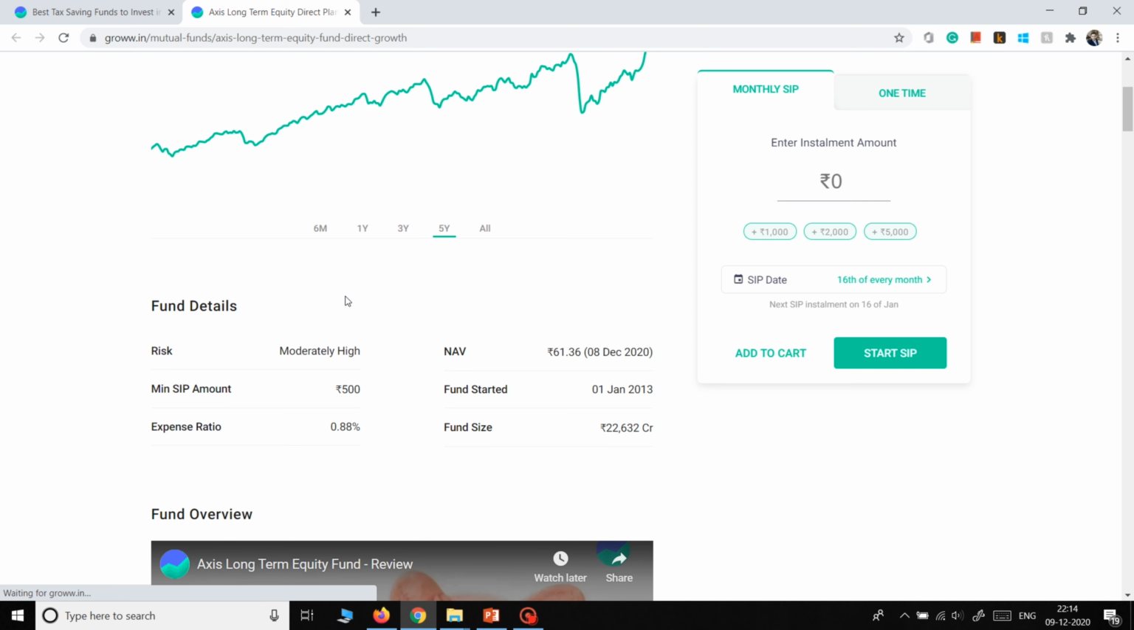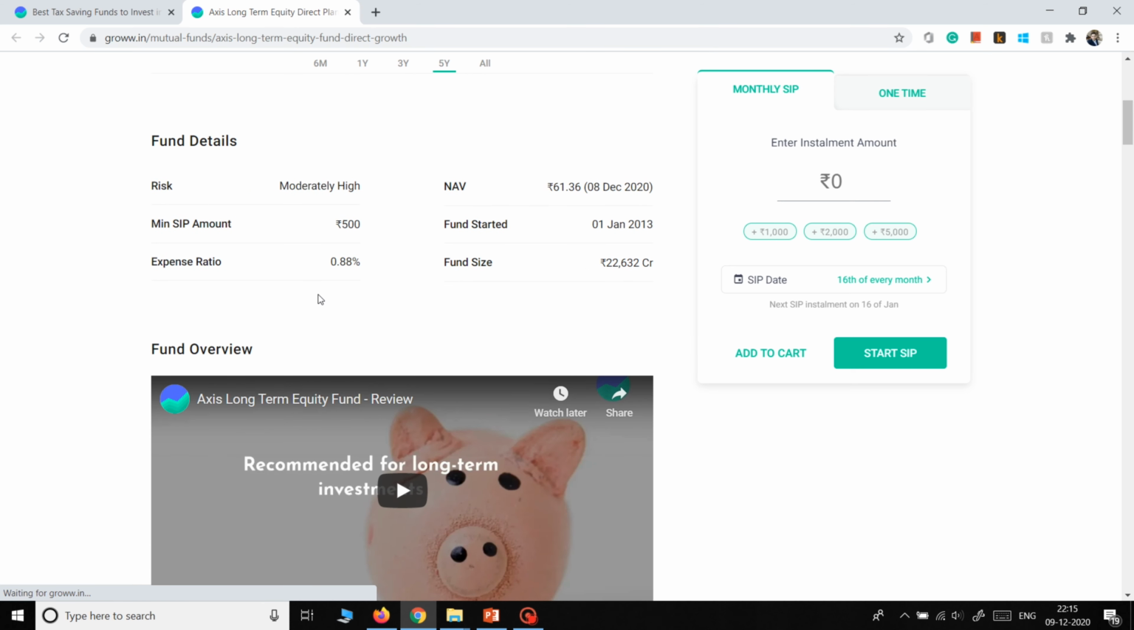So if you invest 100 in it, they will give you some 1.6 units. And then there is this expense ratio. The lower the expense ratio, the better it is. Expense ratio is basically one kind of commission here. Fund details are also given here.